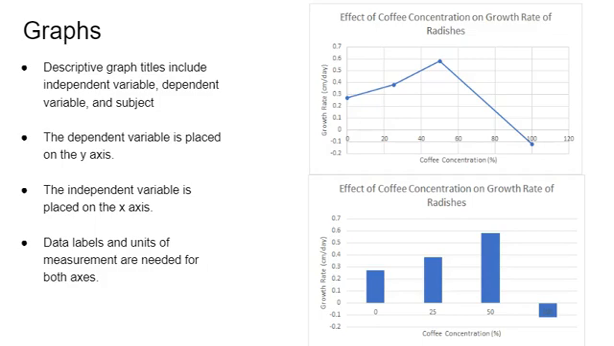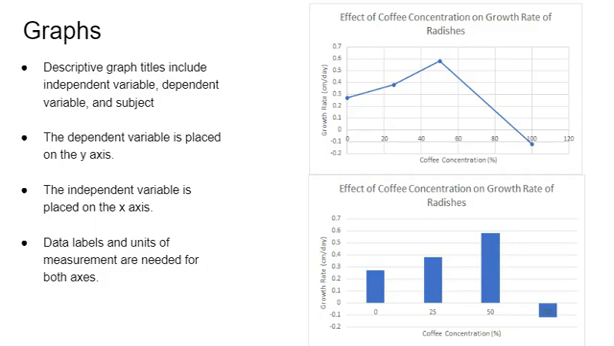One thing is the graph title. The graph title should always include the independent variable, the dependent variable, and the subject. Notice that the dependent variable, what is measured, is always placed on the y-axis. The y-axis is the one that is vertical or going up and down. And the dependent variable here is growth rate, and that is shown on the y-axis.